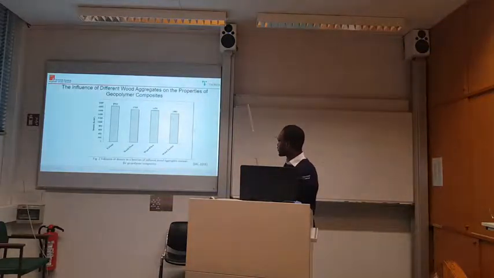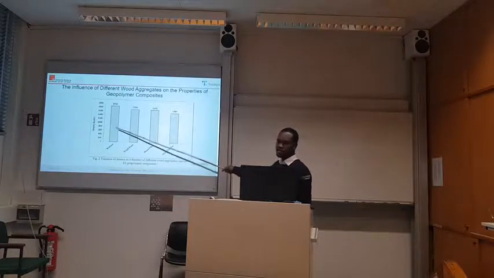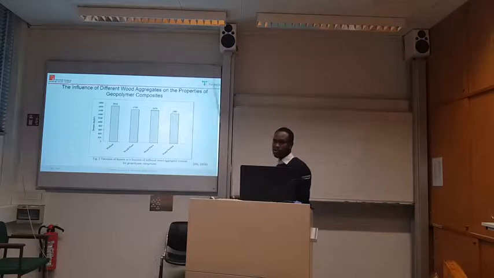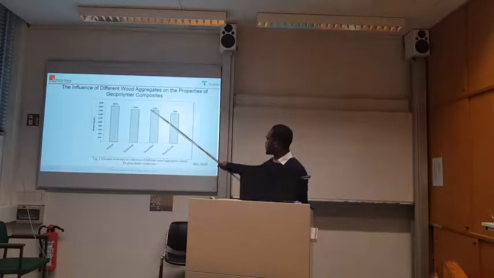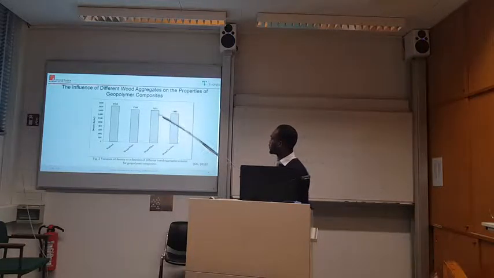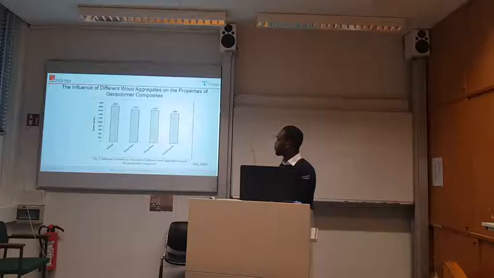And this is what happens to the density also. You realize that when you have the pure one, the density is much higher. So that can also be a factor why we have a higher compression strength for that. And the density is reducing. This is 20% wood flour, but the density is higher than when you put in 20% of wood particles. So this is what is also happening in the mixture when you have a geopolymer.